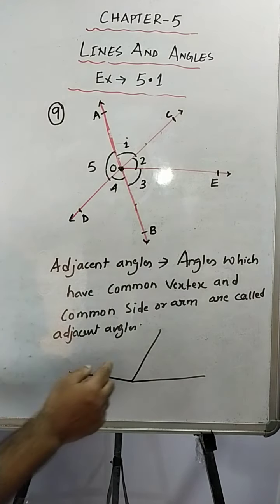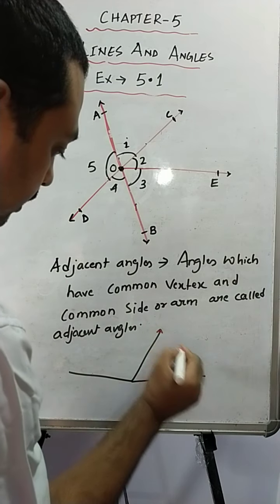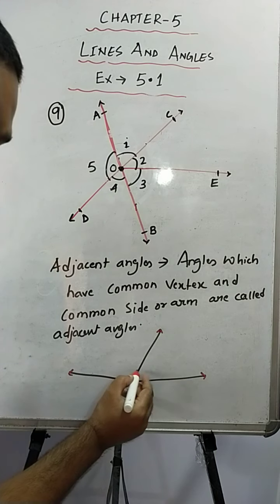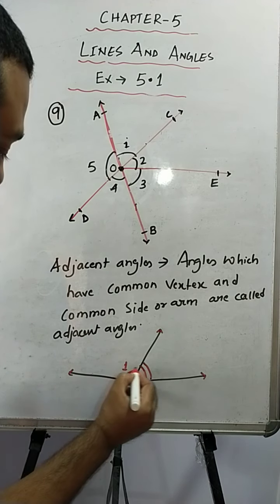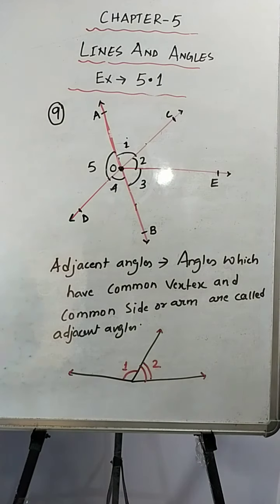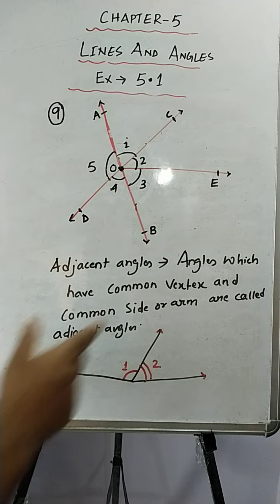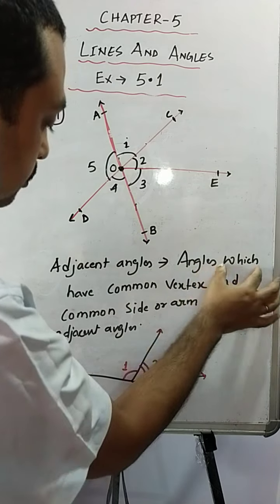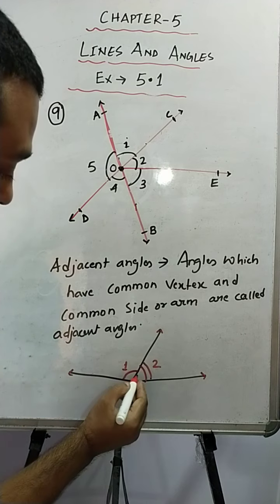Now how many angles do we see? Two angles, isn't it? We have two angles, that is this angle and this angle. So this is angle 1 and this is angle 2. Now why are we saying this angle 1 and angle 2 are adjacent? According to the definition, angles which have a common vertex. Now what is the meaning of vertex? Vertex means corner or point.